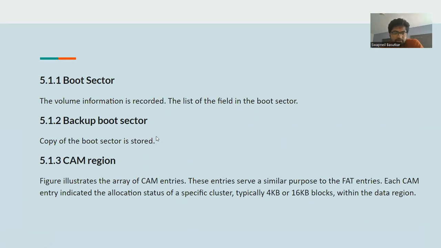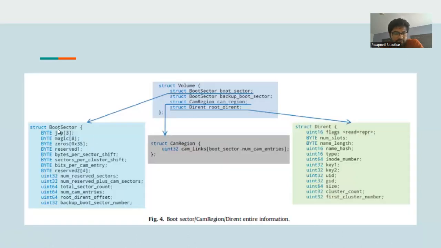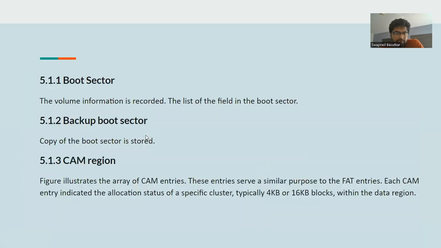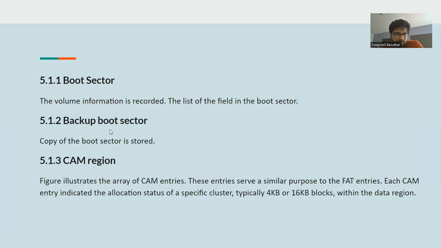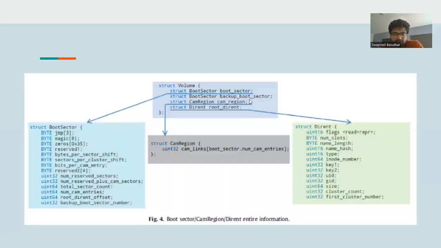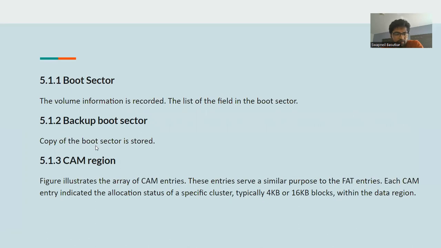So here the boot sector, the first one, struct boot sector. Volume information is recorded here, with the list of fields in the boot sector. With all these parameters, the volume information is recorded. And the backup boot sector, which is not shown here, is where a copy of the boot sector is stored. It's just the copy.